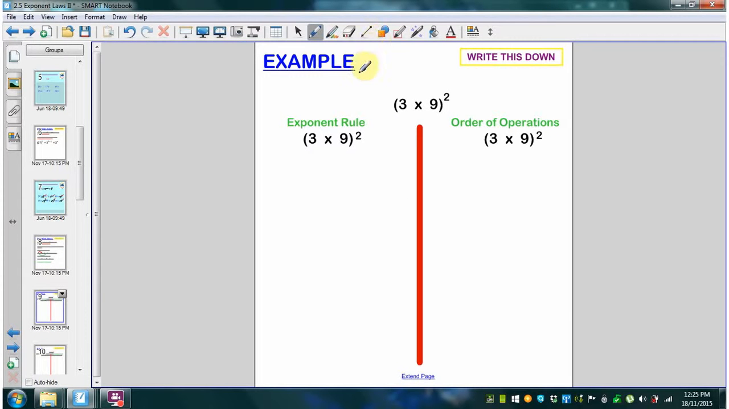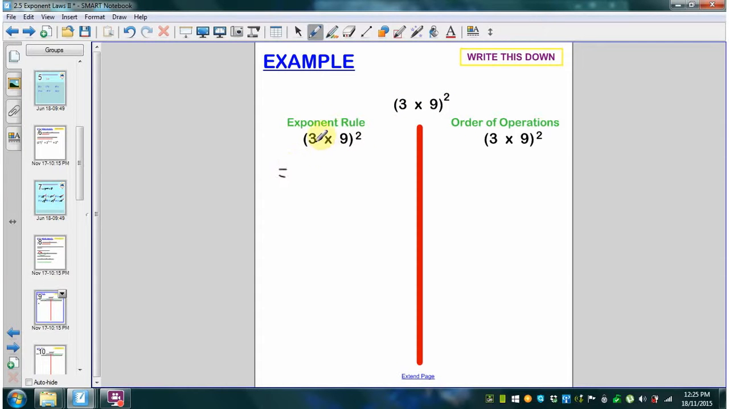Okay, so this is an example. I want you to write these down. Pause if you want to write these down first, and then we're going to go through them together. Okay, so using the exponent rule, we're going to solve this in both ways. And the first way, we're going to use the exponent rule.